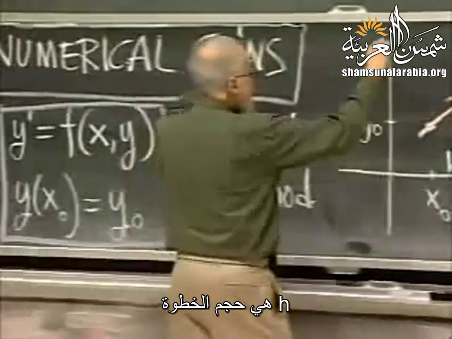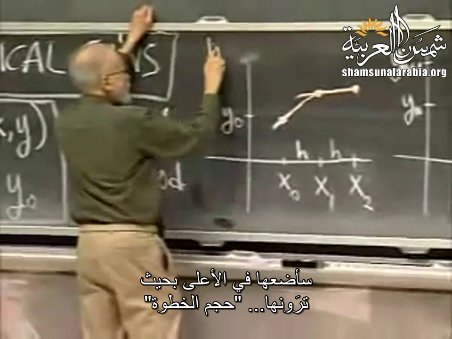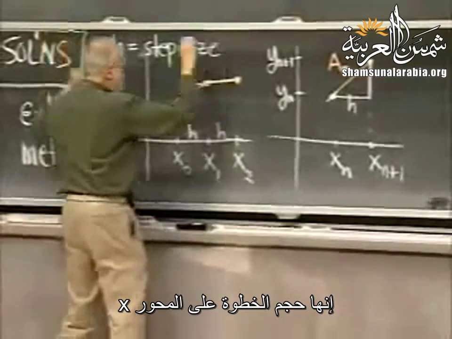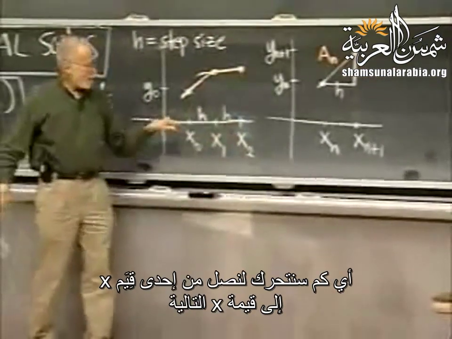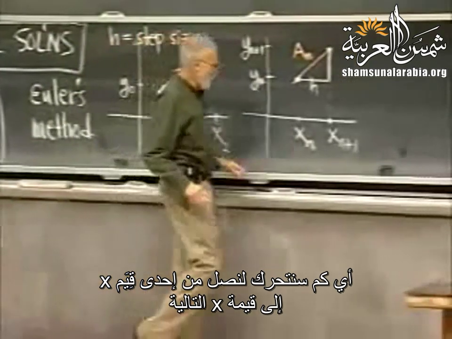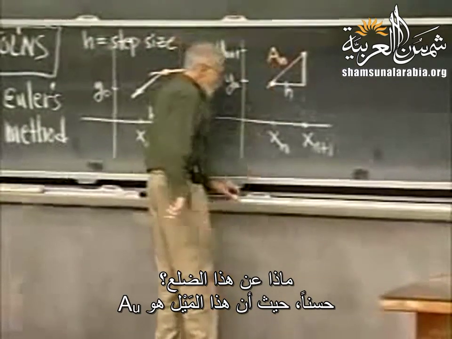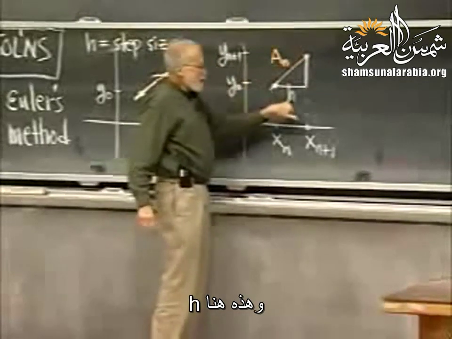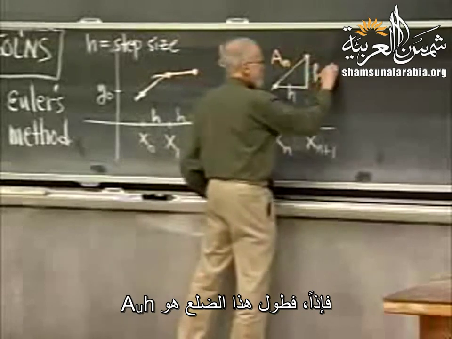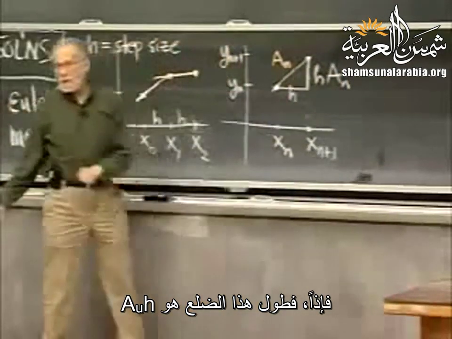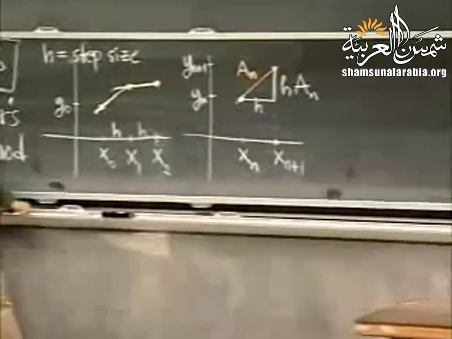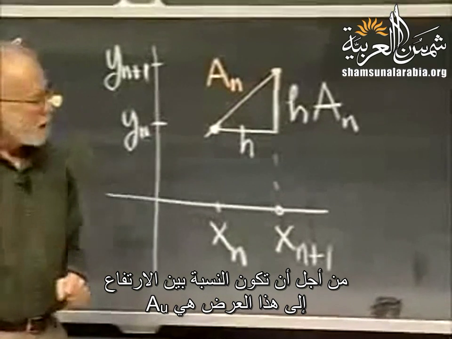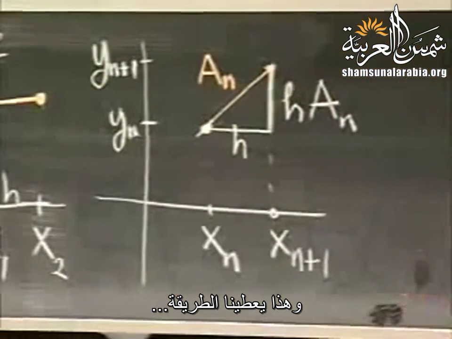H is the step size. Perhaps I better indicate that, actually put that up so that you know the word. Step size. It means it's the step size on the x-axis, how far you have to go to get from each x to the next one. What's this? Well, if that slope has the slope an, this is h, then this must be h times an, the length of that side, right? In order that the ratio of the height to this width should be an. And that gives us the method.